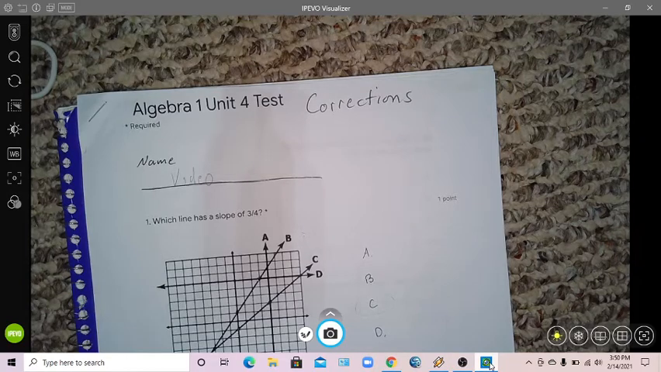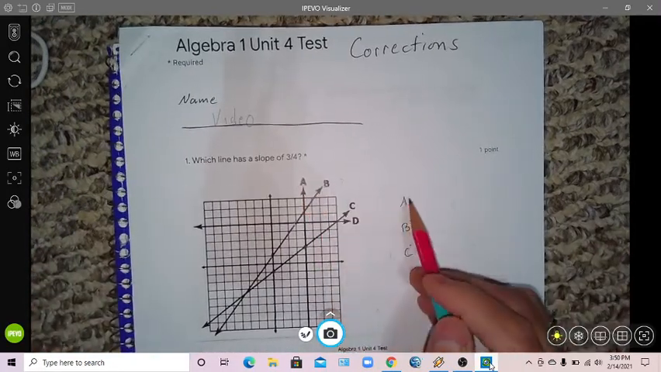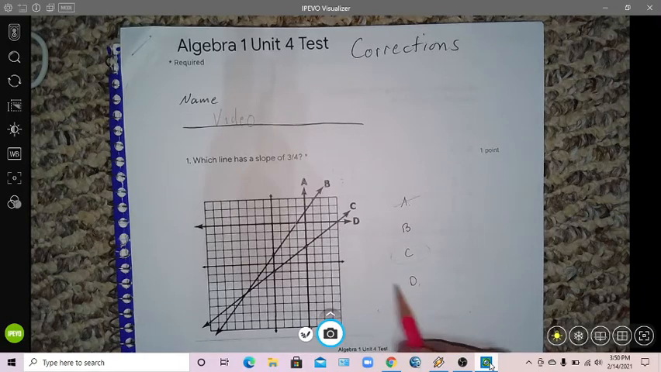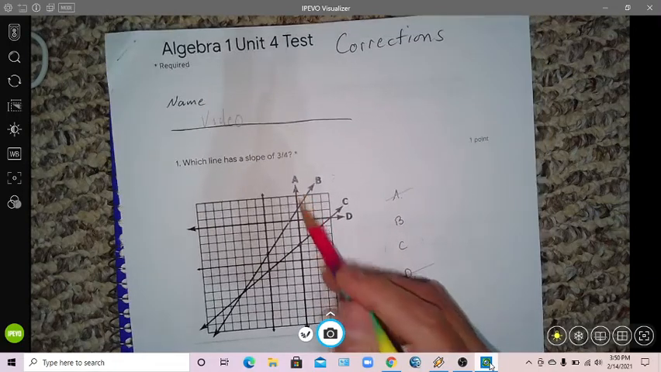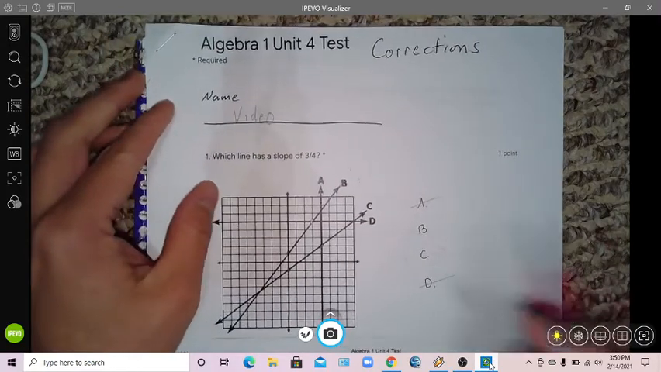Okay, so number one. Number one asks which line has a slope of 3/4. So let's go ahead and eliminate A and eliminate D, right? A, we got a vertical line. D, we have a horizontal line. So we're down to B and C. So let's look at B and C.